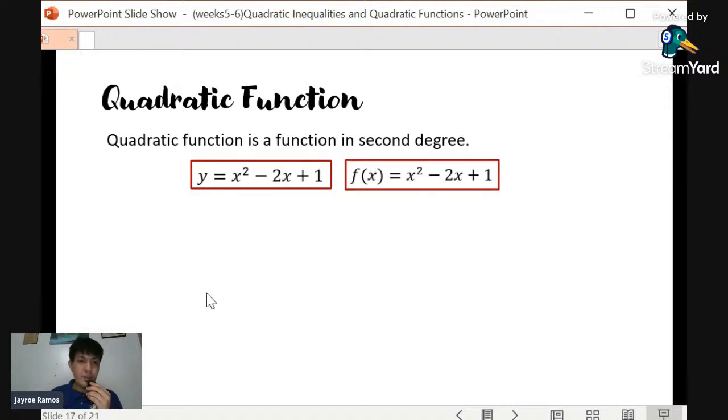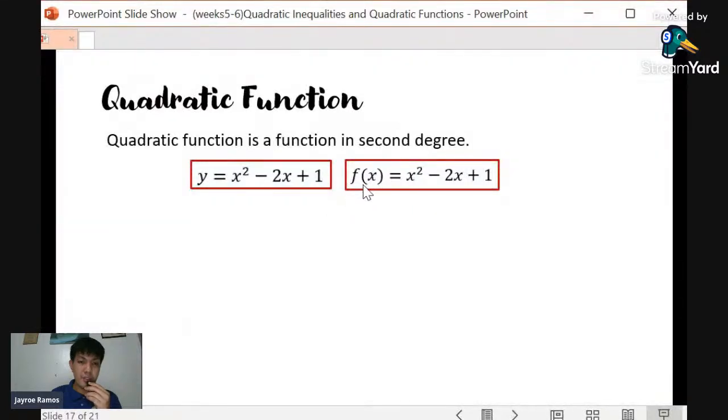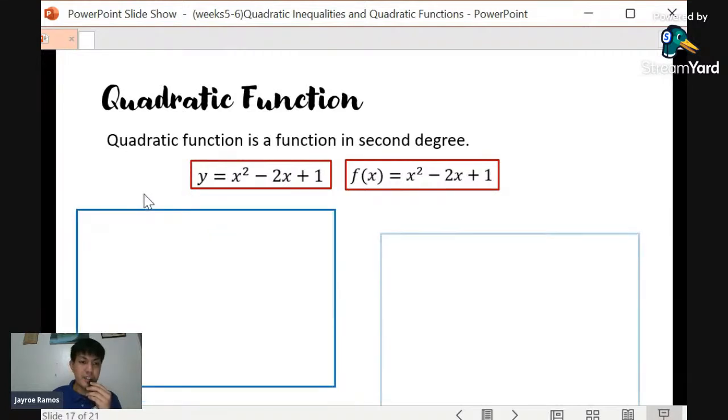So y is equal to x squared minus 2x plus 1. And then we can also use f of x. So we can read this as f of x or function of x. Pero ang mas gagamitin natin yung y. Okay? So yan po ang itsura ng quadratic function.